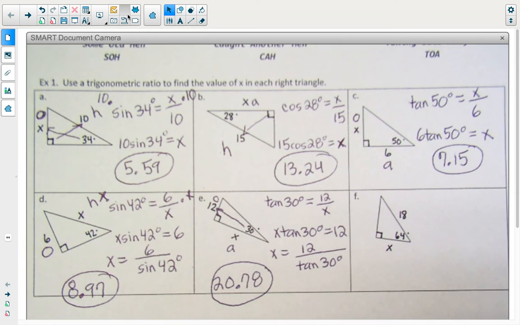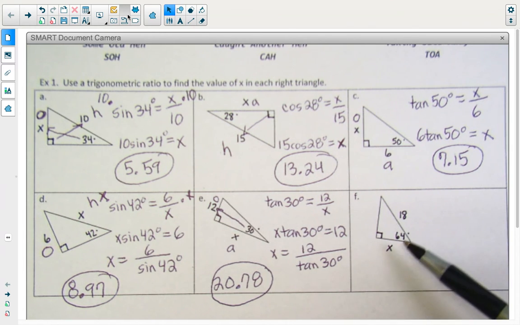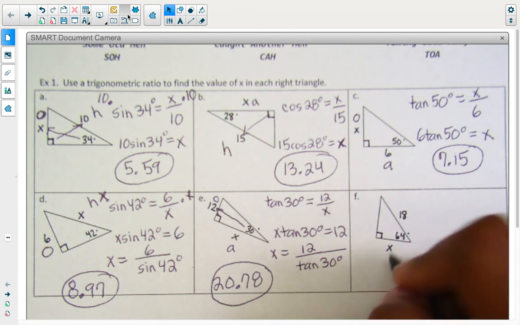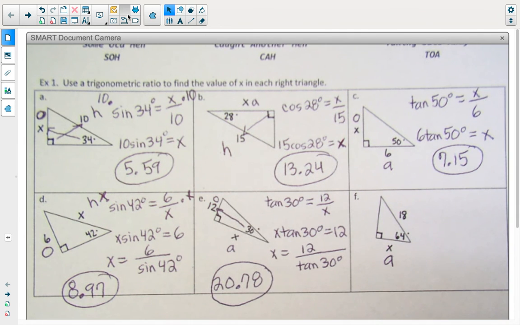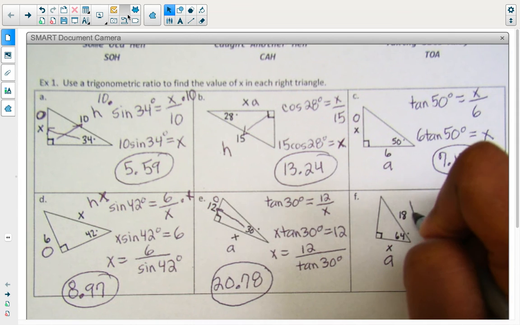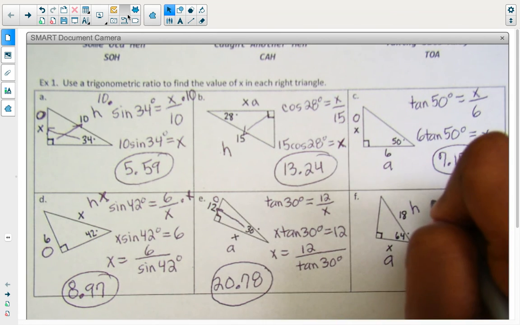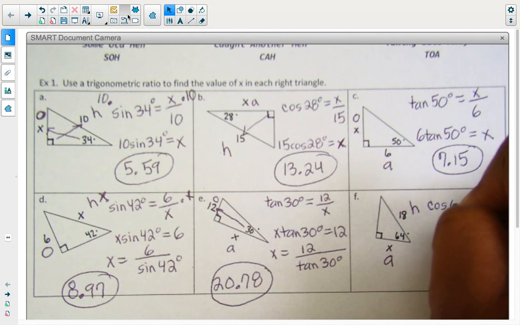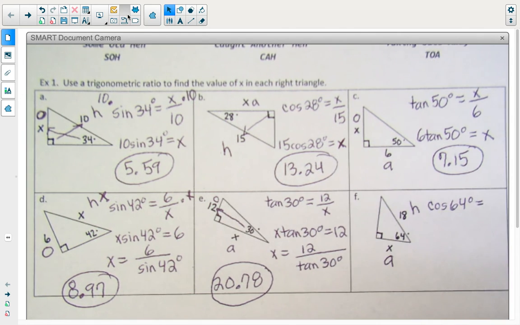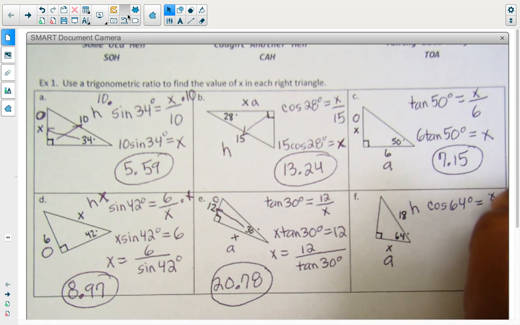And last one, looks like I am given the adjacent side. So this is 64 degrees, so I have the adjacent side. That's A for adjacent. Directly across from my right angle is always the hypotenuse. So which one deals with adjacent and hypotenuse? That is cosine. So our relationship is cosine 64 degrees. Our definition is adjacent over hypotenuse. So my adjacent side is x and my hypotenuse is 18.